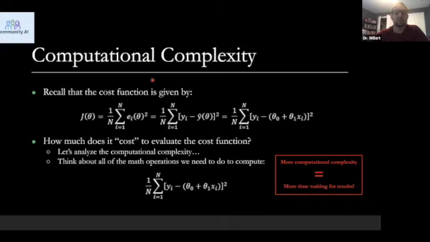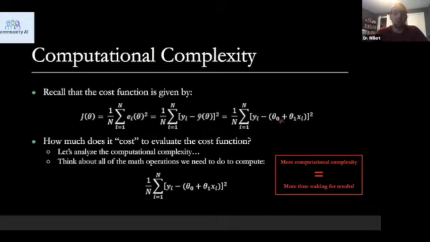So let's try to figure out how computationally complex the gradient descent algorithm is for linear regression. So let's look at our cost function. And we showed this on the first slide. But again, J of theta is equal to 1 over n times the sum from i equals 1 to n of y sub i minus theta 0 plus theta 1 times x sub i, and that whole quantity is squared.